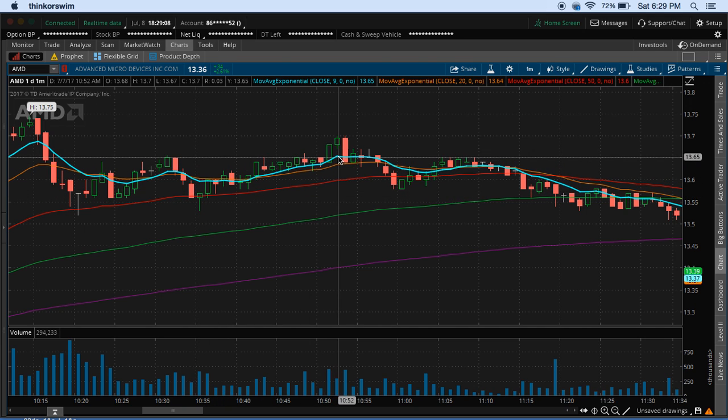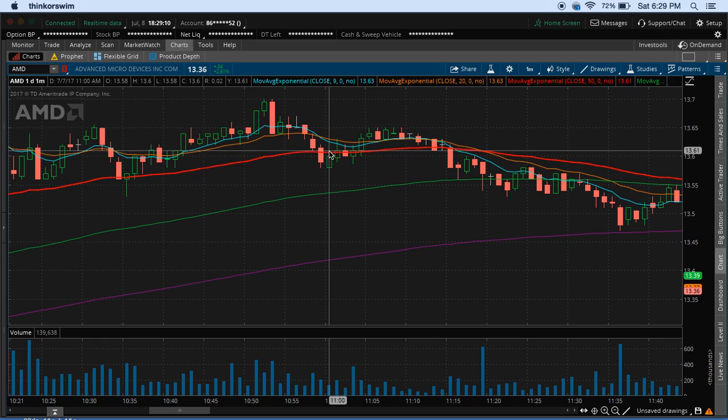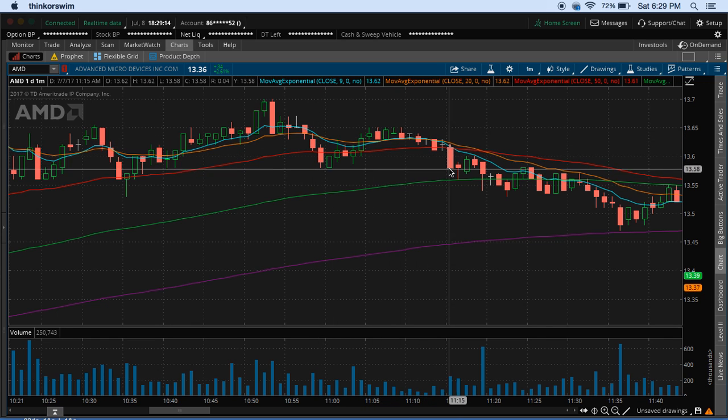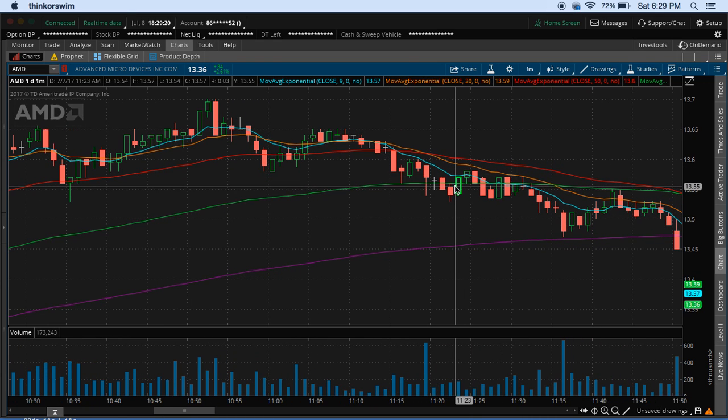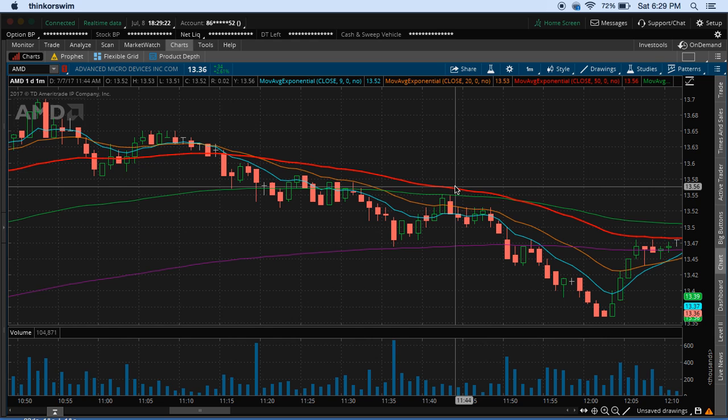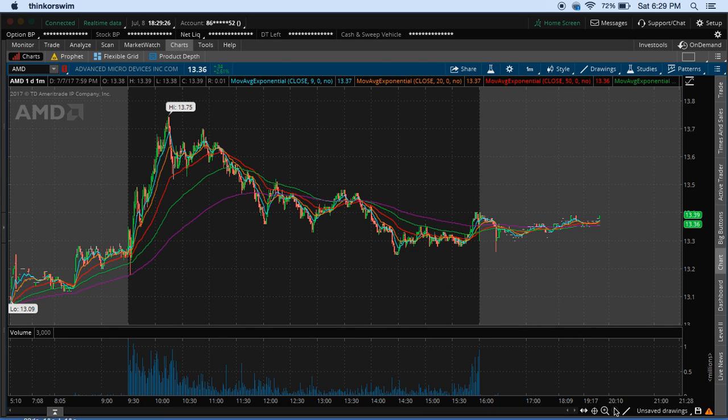Now we're running back up. Guess what? We come back down. We test that moving average once again, go up, and now we break through. Now we're really downtrending because now we even came through and broke the 100-day moving average. Okay, so now we're really downtrending. So I'm going to back out and zoom out so we can get a better picture of what happened, right?